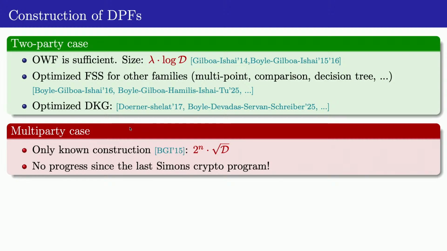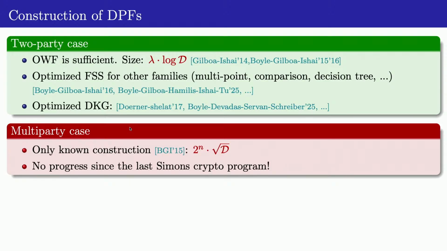If you look at a multi-party DPF in the minicrypt setting, essentially the only known construction we have is from this paper from 10 years ago by Boyle et al., which achieves this efficiency 2 to the n times root d, where n is the number of parties. So this is much, much worse compared to the two-party case. And basically, there has been no progress on this in the minicrypt setting since the last time we had the program at Simons.